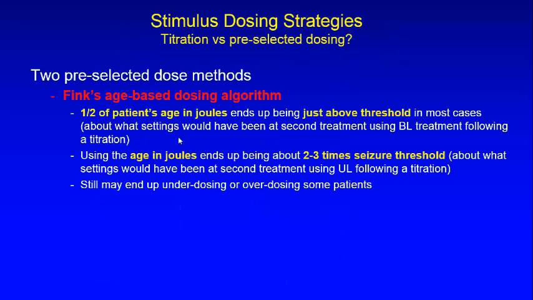Well, here's another way that we could do it. Max Fink up in New York came up with this age-based dosing algorithm. The idea here is that if you set the machine at half of the patient's age in joules, that turns out to be just above the seizure threshold, about 1.5 times seizure threshold. Or if you set the machine for the patient's age in terms of the percentage energy, that will turn out to be about 2 to 3 times the seizure threshold, right?